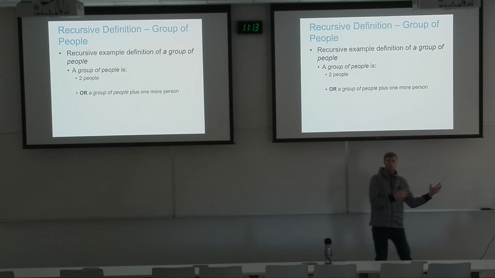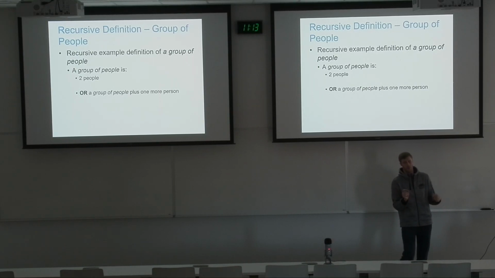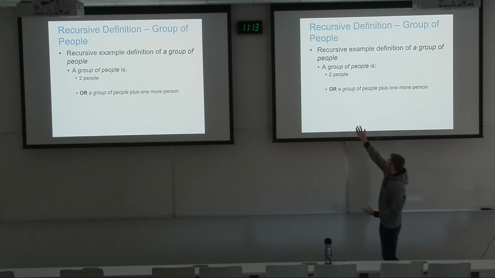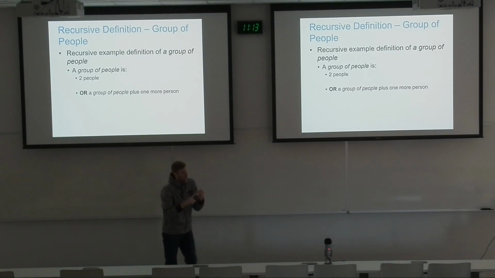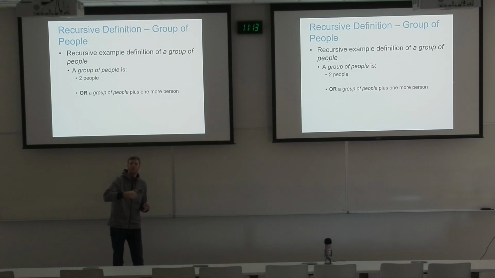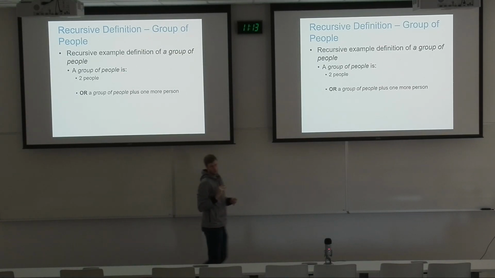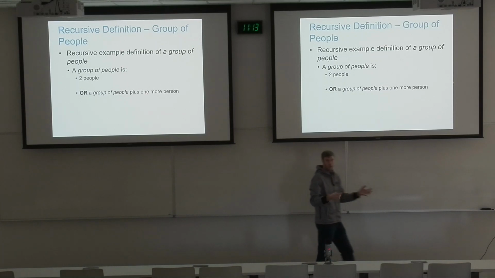If 2 people is a group of people, then I know 3 people is a group of people, because that'd be 2 plus 1. And I do know, by the definition, that 2 people is a group of people. So because 2 people is a group of people, then I know 3 is a group of people, 4 is a group of people, and 5 is a group of people, and so on. So it's pretty handy.